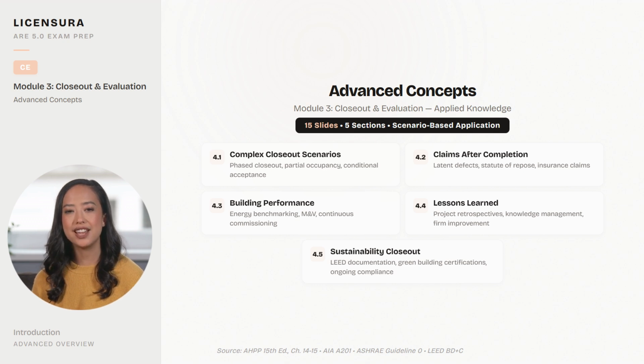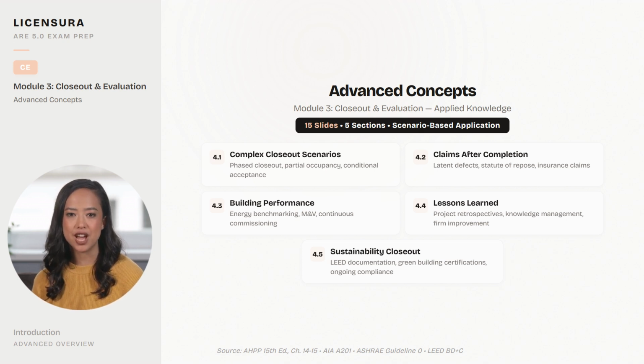Section 4.1 tackles complex closeout scenarios: phased closeout, partial occupancy, conditional acceptance. Section 4.2 tackles claims after completion: latent defects, statute of repose, insurance claims. Section 4.3 tackles building performance: energy benchmarking, M and V, continuous commissioning. Section 4.4 tackles lessons learned: project retrospectives, knowledge management, firm improvement. Section 4.5 tackles sustainability closeout: LEED documentation, green building certifications, ongoing compliance.